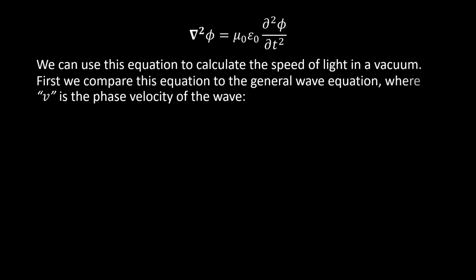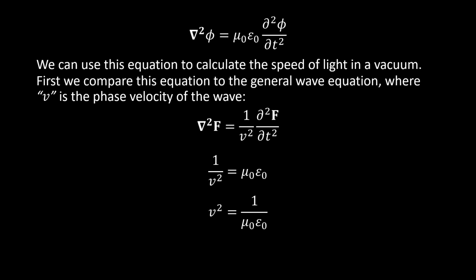First, we compare this equation to the general wave equation, where v is the phase velocity of the wave. Ignoring the fact that we just have a placeholder vector field here, the only actual difference between these two equations is the representation of the constant itself, 1 over v squared, which must be related to the electromagnetic wave equations' mu naught epsilon naught. So therefore v squared is equal to 1 over mu naught epsilon naught. To then obtain the velocity, all we must do is take the square root on both sides of the equation to find that the velocity of the electromagnetic field itself is 1 over the square root of mu naught epsilon naught.